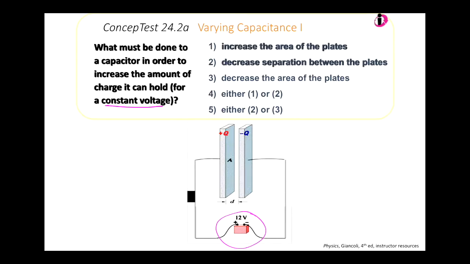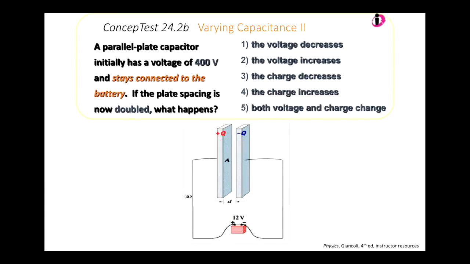So let's see. We can increase the area. If you go back and look at the equation for parallel plates, epsilon naught A over D, or decrease the separation of the plates. So 1 and 2 will both increase the capacitance, which increases how much charge it can hold. What about this one?